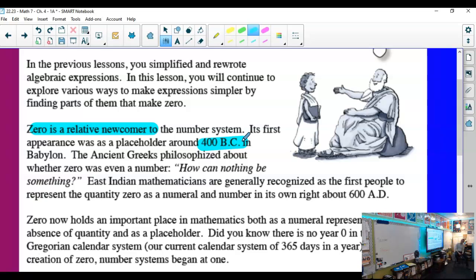The ancient Greeks philosophized about whether zero was even a number. How can nothing be something? East Indian mathematicians are generally recognized as the first to treat the quantity zero as a numeral and a number in its own right around 600 AD. So guys, in India they didn't formalize the idea of zero until 600 AD. That's pretty recent, about 1,500 years ago. That's not that long ago. Go ahead and continue, Jana.